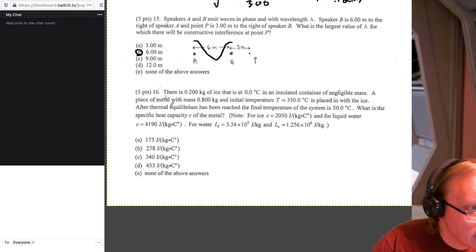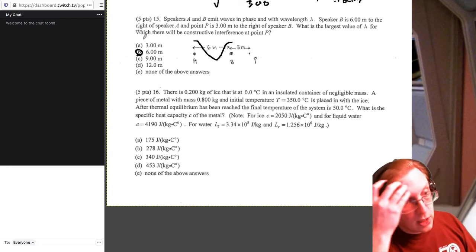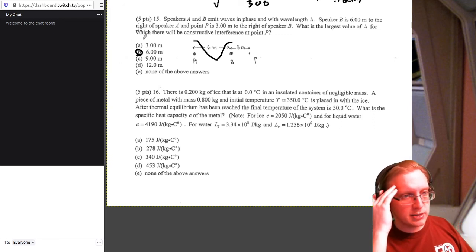We'll think about that. There's a 2 kilogram, calorimetry. Let's see if we can get it right the first time on this one. All right. There's a 2 kilogram block of ice that is 0 degrees Celsius in an insulated container of negligible mass. A piece of metal with mass of 0.8 kilograms and temperature of 350 degrees Celsius is placed in the ice. After thermal equilibrium has been reached, the final temperature of the system is 50 degrees Celsius. What is the specific heat capacity of the metal?